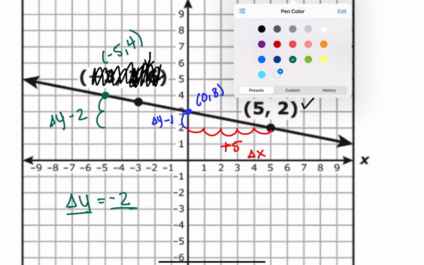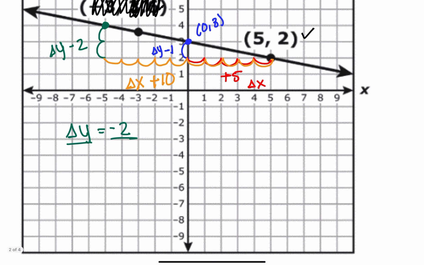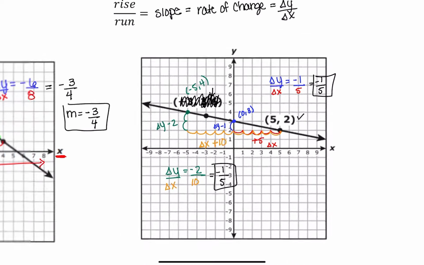And then I'm going to go right. 1, 2, 3, 4, 5, 6, 7, 8, 9, 10. So my change of x is positive 10. So I'm going to put that down. Change of x, 10. Well, when I simplify this, that's going to give me negative 1 over 5, which is the exact same thing as when I use my y-intercept. It doesn't matter which point you use as long as it's another perfect point.